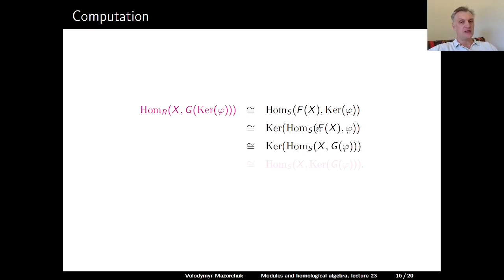Again, here we use that F is adjoint to G and rewrite this inner Hom as Hom over R, this should be R, from X to G of phi. And now again, we use that Hom commutes with kernels, and we rewrite this as Hom over R from X to the kernel of G of phi. And here, from the Yoneda lemma, we see that the object G of kernel of phi is isomorphic to the object kernel of G of phi. And this is exactly what we needed to prove.